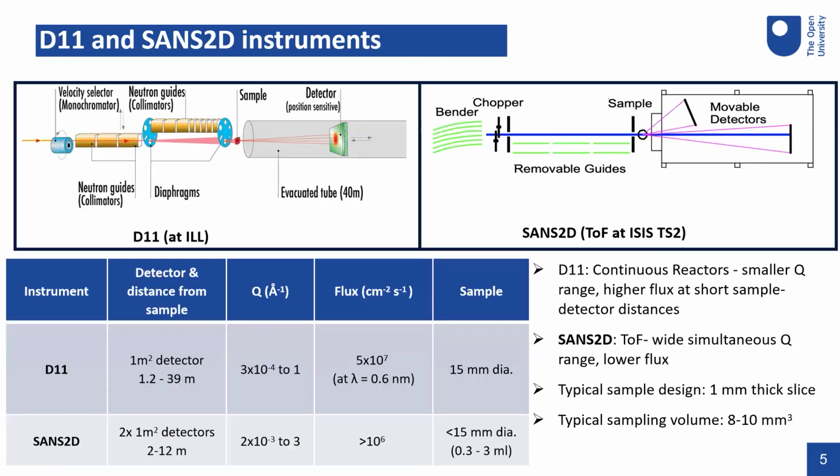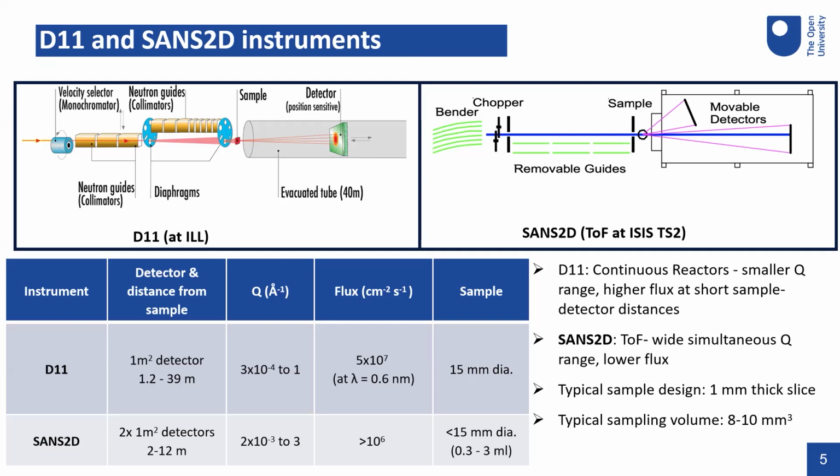In this slide, you will see the two different setups for the two instruments I mentioned. I'm not going to go through the detail, but as a comparison, you can see in the table that the D11 instrument is covering a smaller Q range. However, the flux is larger, if you compare the values in the table to SANS2D.